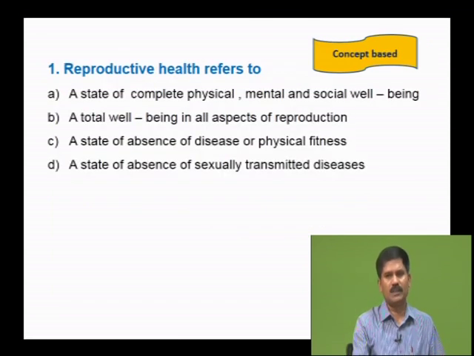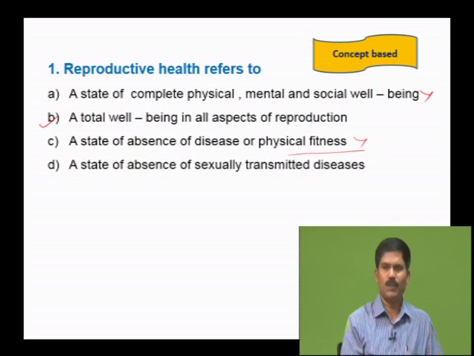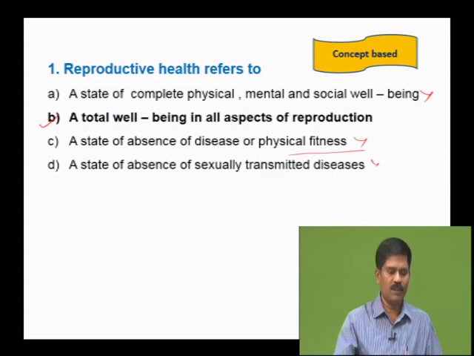So let us take up some of the questions from this chapter. Reproductive health refers to, look at the options, a state of complete physical, mental and social well-being. This is the definition of health given by WHO, World Health Organization. So therefore this is not the right option. A total well-being in all aspects of reproduction, that is nothing but reproductive health. A state of absence of disease or physical fitness is not applicable to this question. And a state of absence of sexually transmitted disease is also not applicable. So therefore the right option is B.